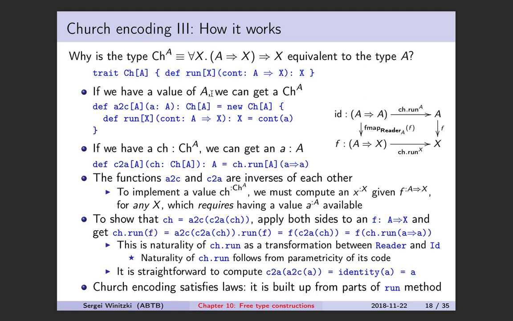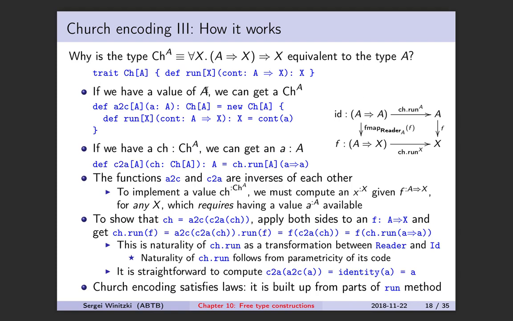In order to show equivalence between the Church encoding and the type A, we need to present an isomorphism between the types, which is a pair of functions from A to the Church encoding and from the Church encoding back to A. And we need to show that these functions are inverses of each other, so that the composition of these two functions in every order is identity.